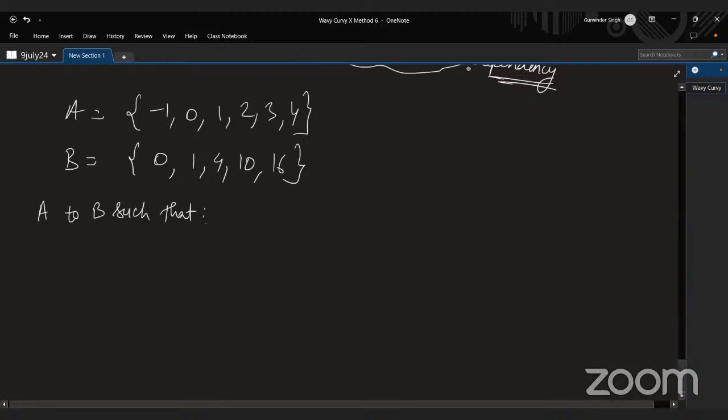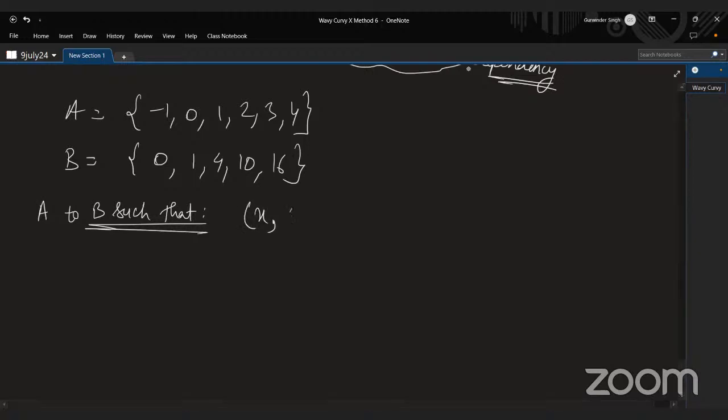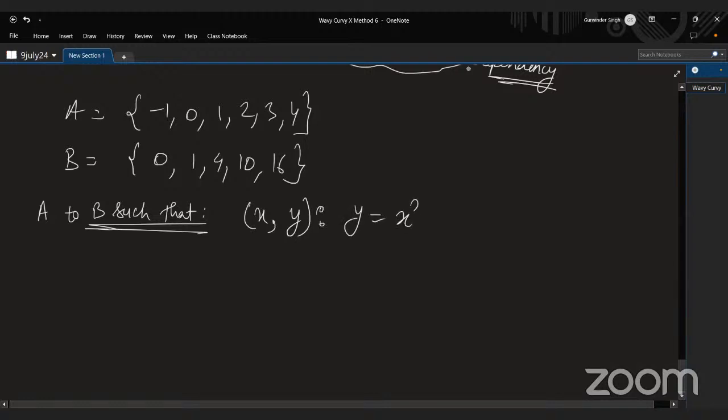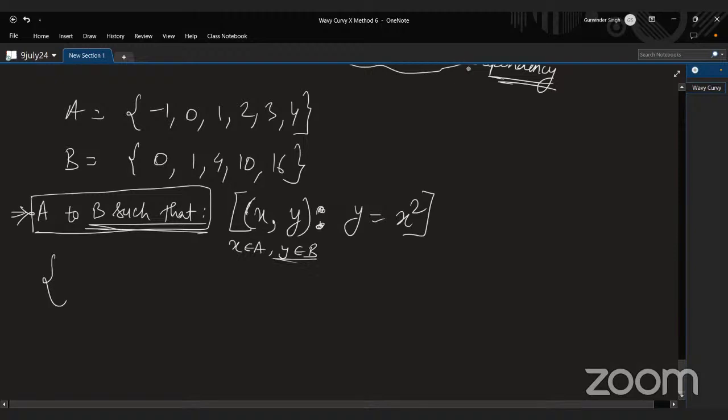such that when you are taking any ordered pair x comma y in that, y should be equal to x square. So can you guys tell me what the relation from A to B will be? I am telling you, in set A to set B, choose such a relation that all the ordered pairs that come, where x belongs to A and y belongs to B, will come only if y is equal to x square.